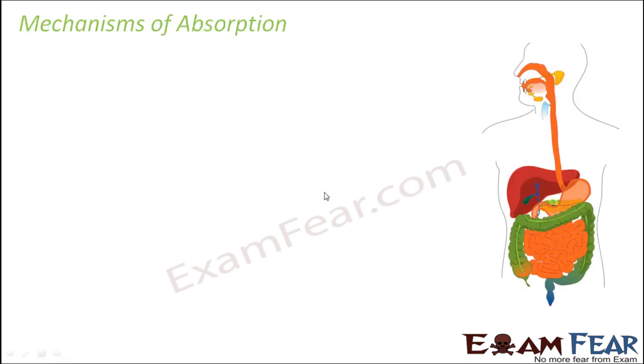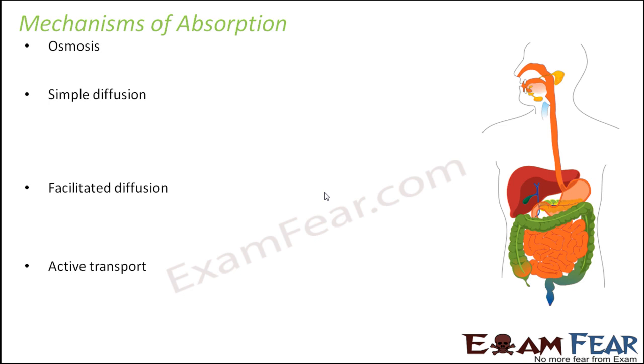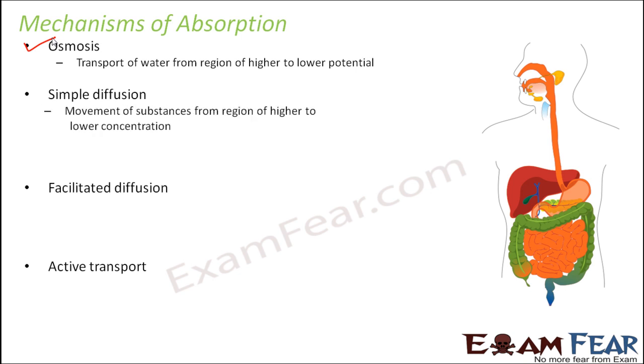Now let us look at the various mechanisms by which absorption of the various substances can take place. Some of the important mechanisms are osmosis, simple diffusion, facilitated diffusion, and active transport. I am sure none of these are new terms because we have already discussed all of these in one of our previous lessons. So what is osmosis? As we all know, osmosis is a term used for transport of water. When water needs to be absorbed, it moves from a region of higher concentration towards a region of lower concentration, and by this mechanism water is absorbed.